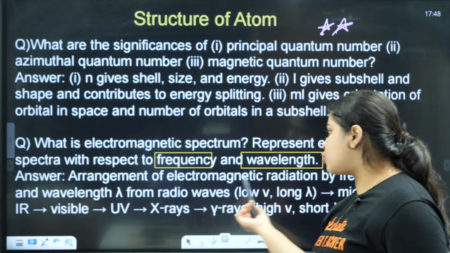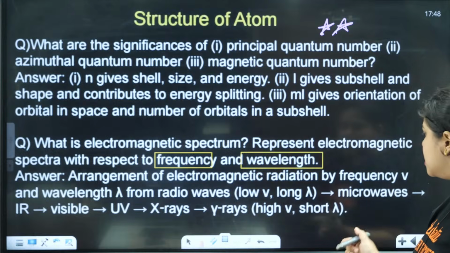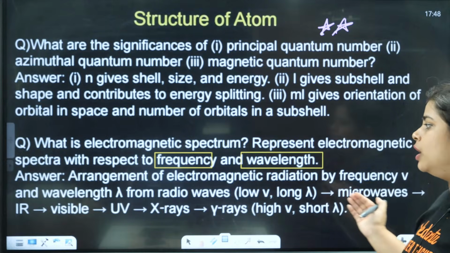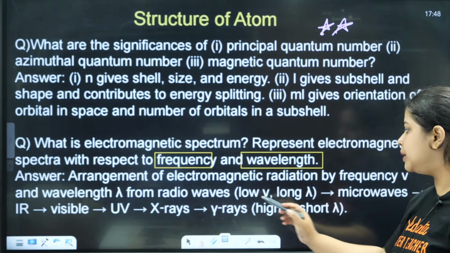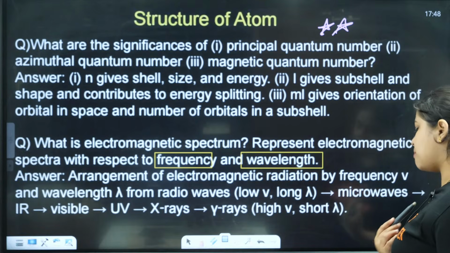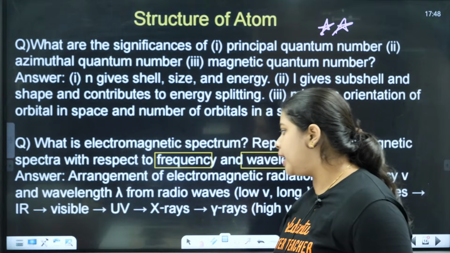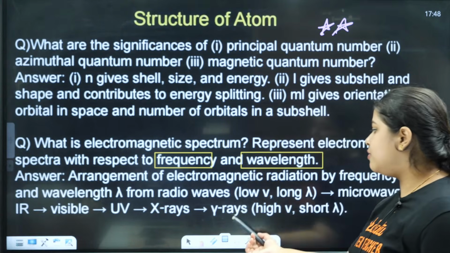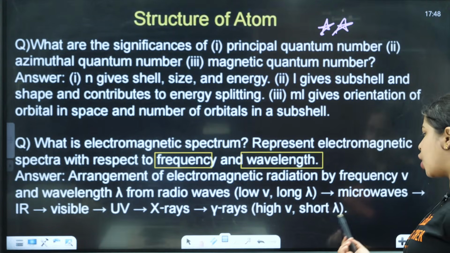When we arrange the electromagnetic radiation, how will the frequency and the wavelength lambda go? From the radio waves, the frequency is going to be low and the wavelength long. Then microwave, then IR, then visible, then UV comes, then X-rays and gamma rays, with high frequency and short wavelength.